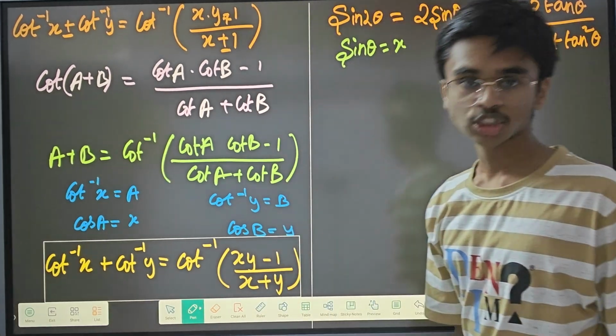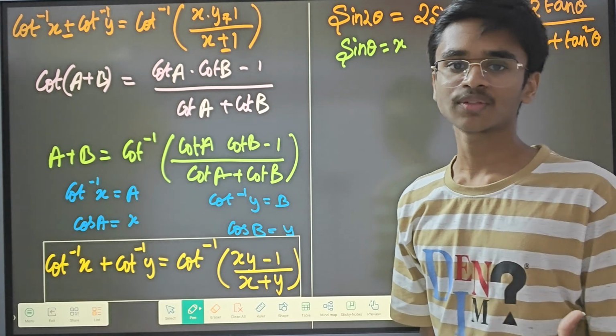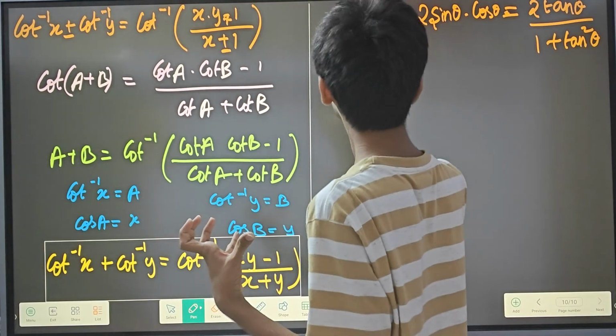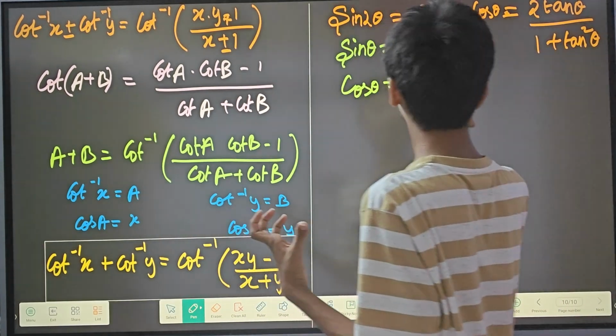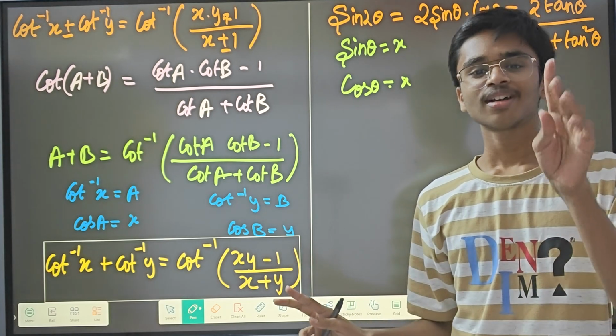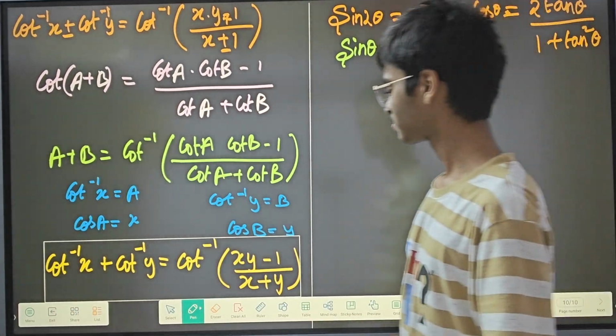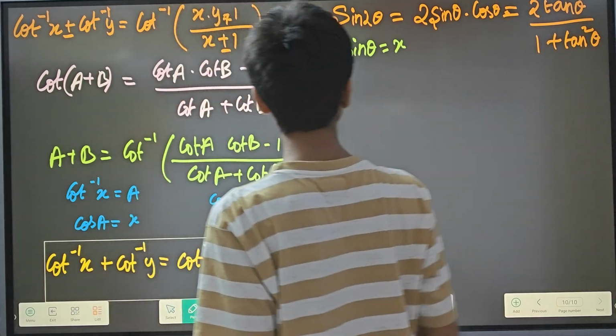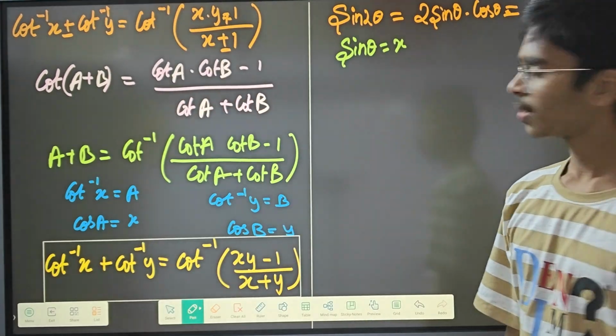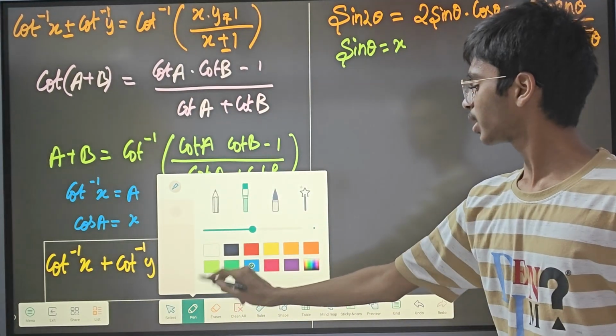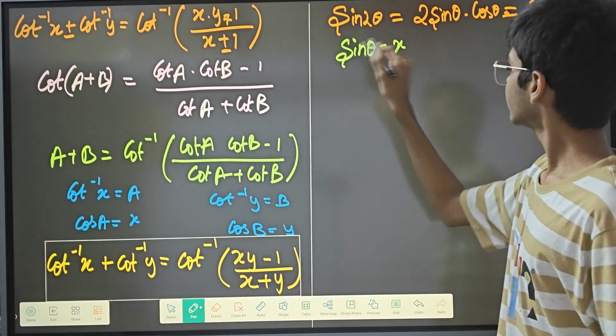Then if you are proving the cos double angle formula, that means cos 2 theta, you have to take cos theta is equal to x. That's it. If you take this itself, it's enough. Literally, you will be able to prove it by yourself. I'll be showing just 2 to 3 examples. So cos theta is equal to x.